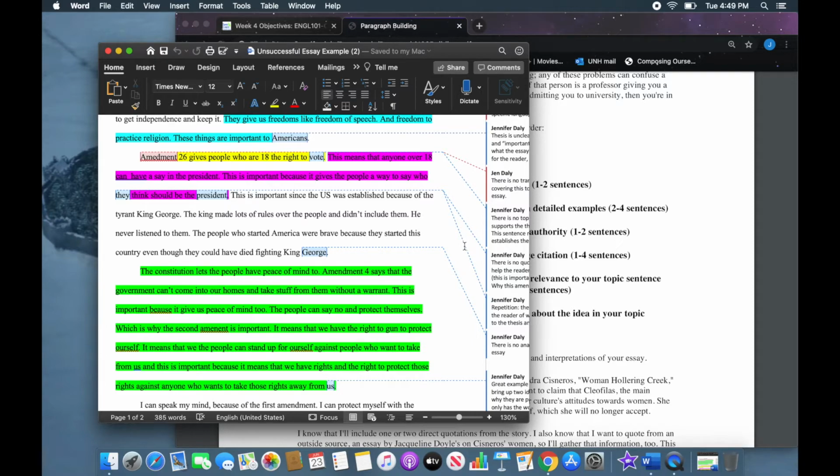Amendment 26 gives people who are 18 the right to vote. This means that anyone over 18 can have a say in the president. This is important because it gives the people a way to say who they think should be president. This is important since the U.S. was established because of the tyrant King George. The king made lots of rules over the people and didn't include them. He never listened to them. The people who started America were brave because they started this country even though they could have died fighting King George. Okay, let's parse that out now.